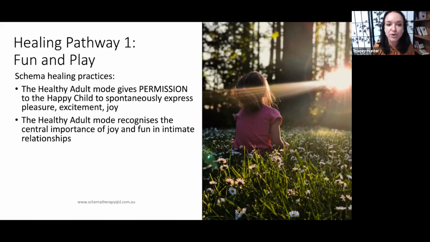The healthy adult mode recognizes the central importance of joy and fun in intimate relationships. From a more wise perspective, we can go, well, I know how important it is for you to be able to access your fun and joy. And I know what happens when that part of you is suppressed. I know what happens to intimate relationships where a person has to cut off from their own joy and intimacy.